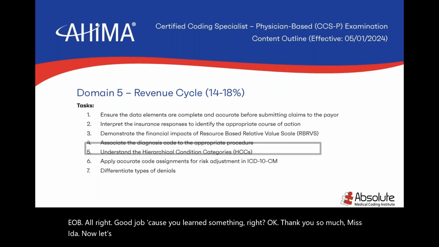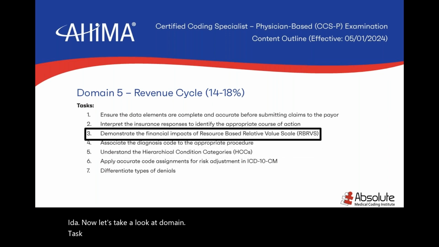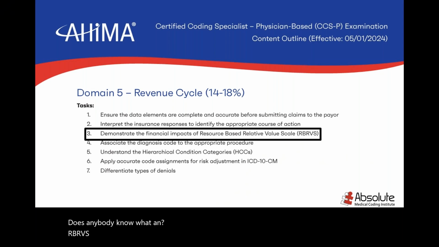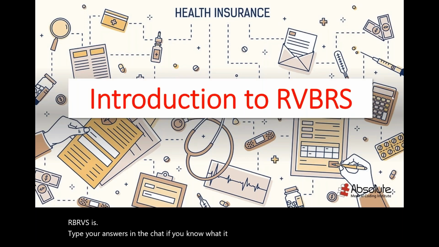Take a look at Domain 5, Task 3. Demonstrate the financial impacts of resource-based relative value scale, or RBRVS. Does anybody know what an RBRVS is? Type your answers in the chat if you know what it is.